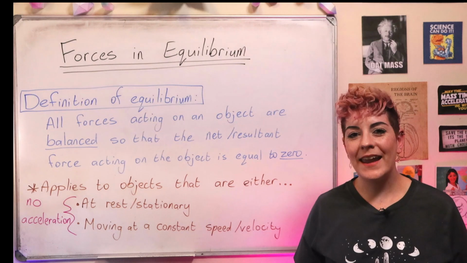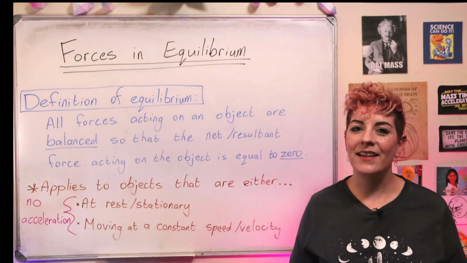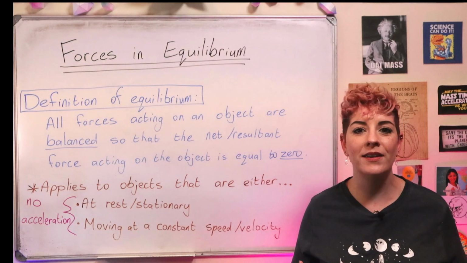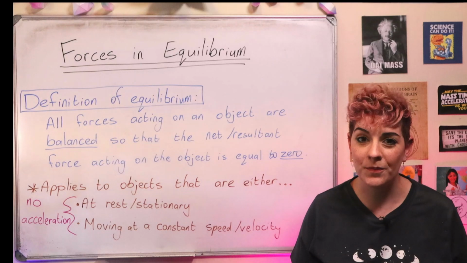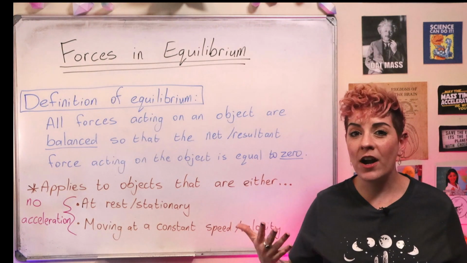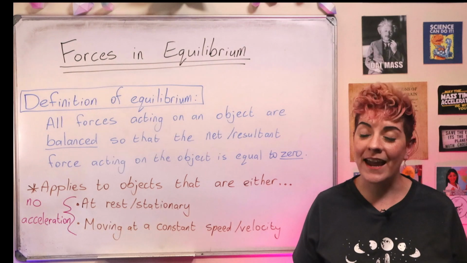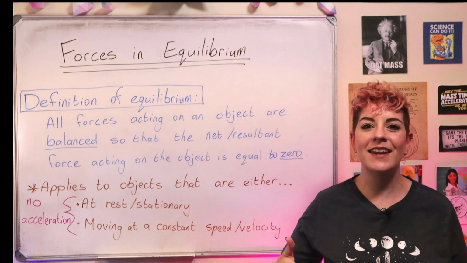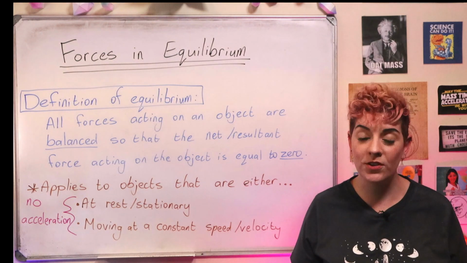Now, the word equilibrium kind of has the word equal in it, and it reminds me of balance, things being balanced or in equilibrium. And that kind of explains what it is as well. Equilibrium describes a state of an object where all the forces acting on that object are balanced, so that the net or resultant force acting on the object will be equal to 0 newtons.